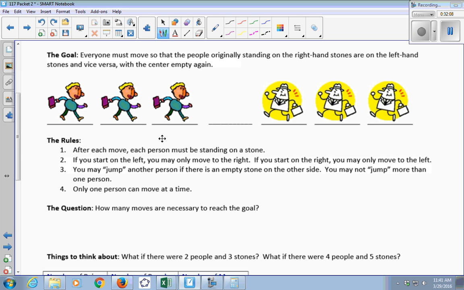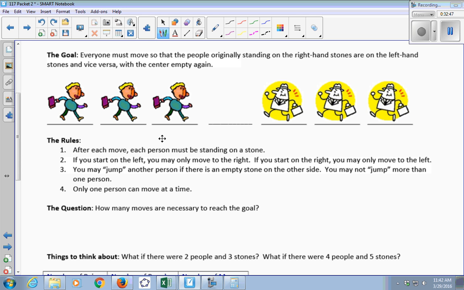All right, so each of you stand on a stone. Okay. So I've got 2 people now and 3 stones. So I just shrunk the problem down from what I was working on before. Okay, so they have to switch places. Hannah can only move that way. Caroline can only move that way. Hannah, right? Okay, good. And you can only move 1 stone at a time. You can jump someone if the stone behind them is empty.